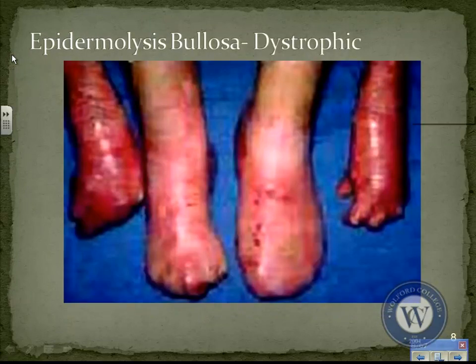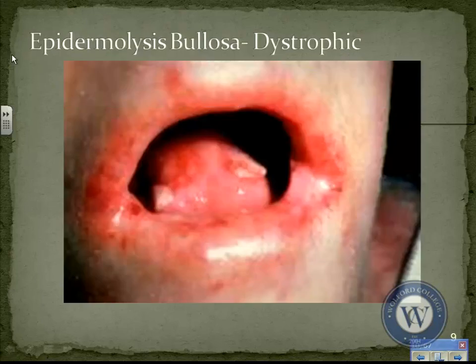This is dystrophica. This is the severe scarification where you start losing digits. Okay? And this is what happens to their mouth. This is a nightmare intubating these kids. You rub the tongue, you slough the tongue right off. It's not a good thing, okay? It's very, very difficult management cases, okay?